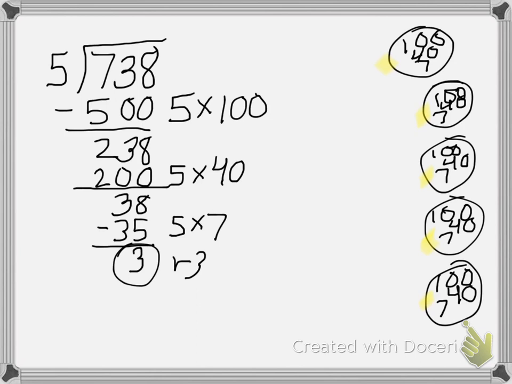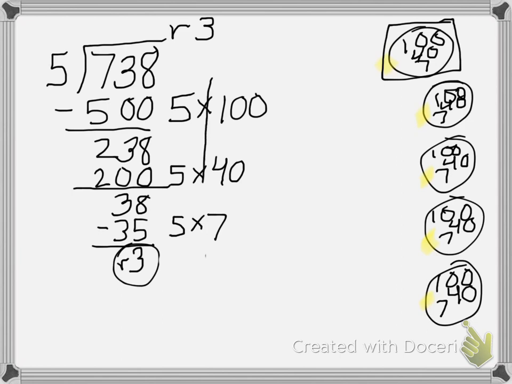Actually, I don't want to write that there. I'm going to erase where I wrote that. Where I'm actually going to write that is right up here where the answer is going to go. So that's a remainder of 3. Okay? So now I have to figure out how many are in each group. So I want to look at just one group, and I can see there's 147 in there.